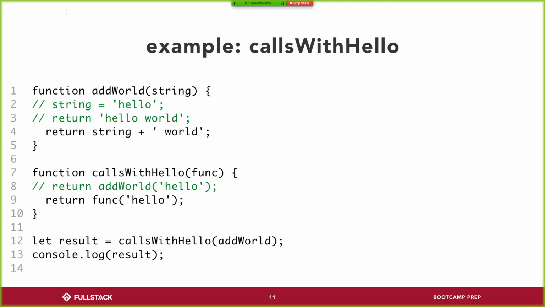So essentially, this add world function becomes the func parameter. And so when we call func, we're calling add world basically. And so the result would just be the return value. Exactly. It would be hello world. It would just be the return value of the add world function.